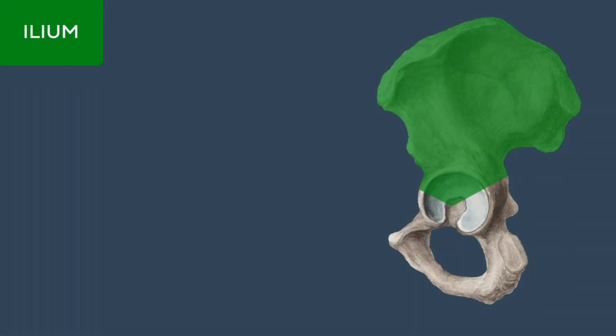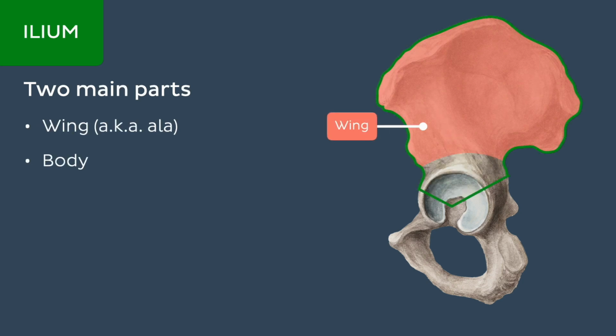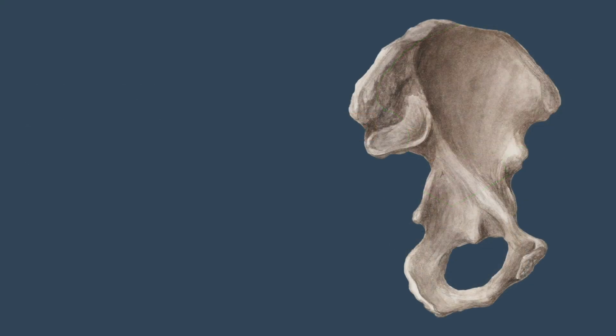The ilium itself is divided into two main parts, the wing or ala and the body. The wing is this flattened portion you see here, and the body is the central part of the ilium that you see here, contributing to the formation of the acetabulum. Now we'll discuss some bony landmarks associated with the ilium.